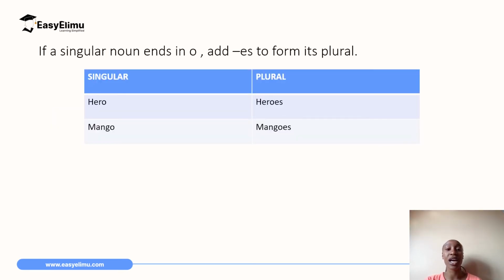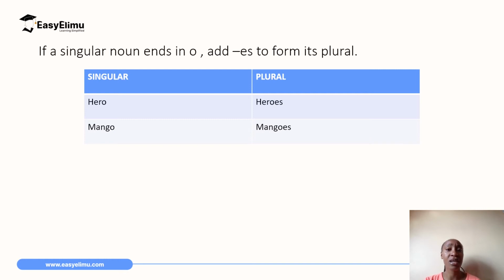The second rule is that if a singular noun ends in an O, you add an ES to form its plural. For example, mango, you add an ES to form mangoes. Hero, you add an ES to form heroes. Another example would be tomato, you add an ES to form tomatoes. Potato, you add an ES to form potatoes. Echo, you add an ES to form echoes.